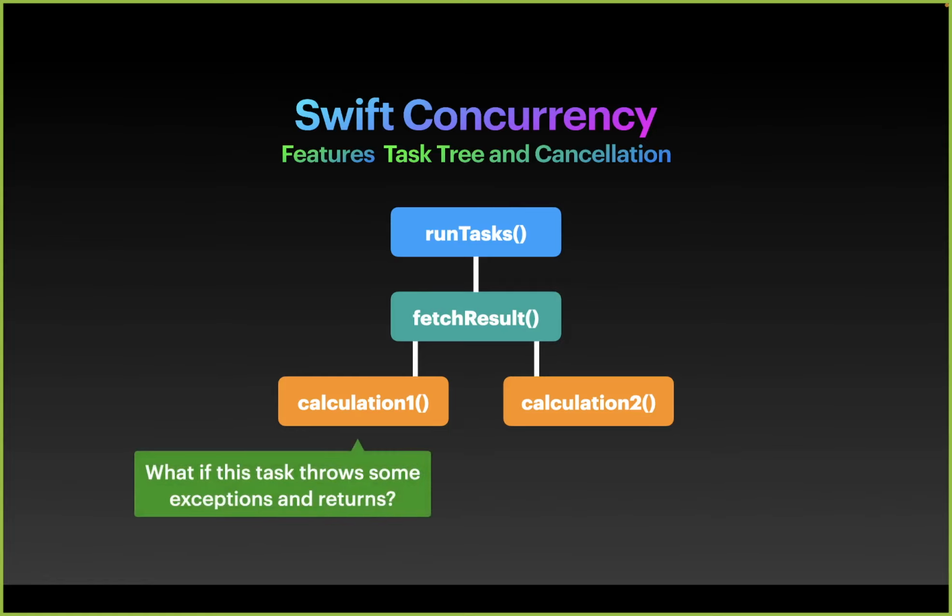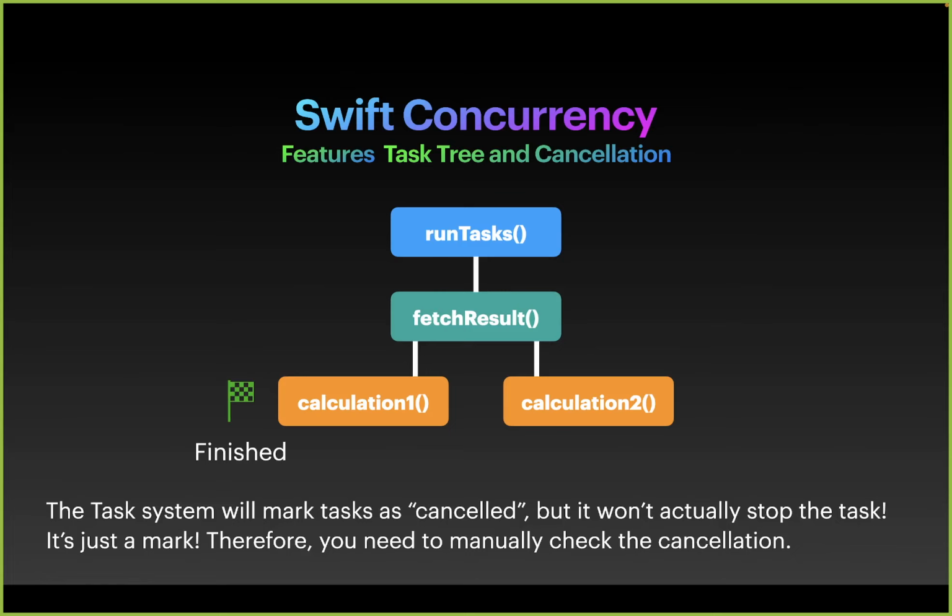What if the calculation function can throw some errors? It throws the error and returns. In this case, the task system is still going to mark this calculation task as finished. Indeed, it throws an exception, but it finished. But it won't actually stop the other task. It will mark calculation 2 in this case as canceled, because the execution flow just jumps out of that scope. However, it's just a mark. It doesn't necessarily mean the task actually stopped. So you have to always manually check the task cancellation and do some early return.